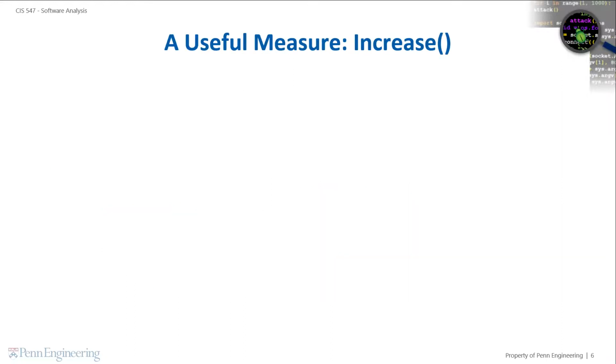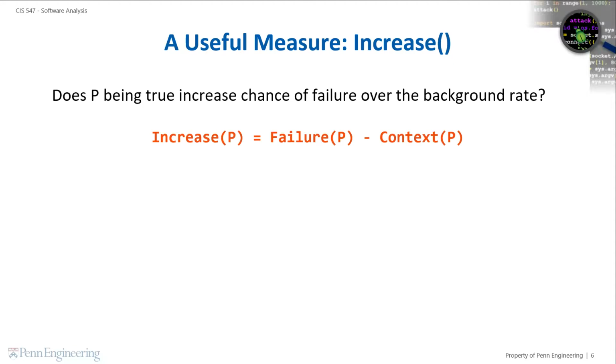With the definitions of failure and context in place, we can form a useful metric of how well a predicate predicts the failure of a run. Define Increase(p) to be the difference of Failure(p) and Context(p). We can think of Increase(p) as being a form of likelihood ratio testing. Increase(p) can range from -1 to +1.